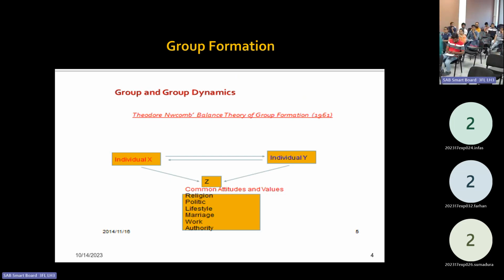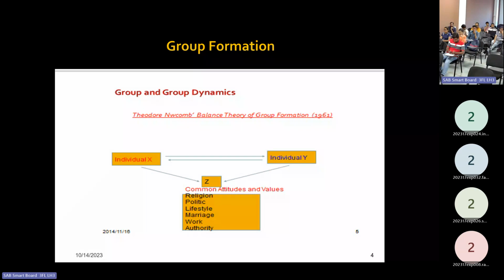Right. But anyhow, as mentioned here in black color words, our attitudes and values are moderated by these variables. Variables like our religion, politics, lifestyle, marriage, work, authority, education, and many more, which are influencing the formation of our attitudes and values. These are more belief related. These can directly determine our beliefs. Based on our beliefs, our attitudes and values are forming.